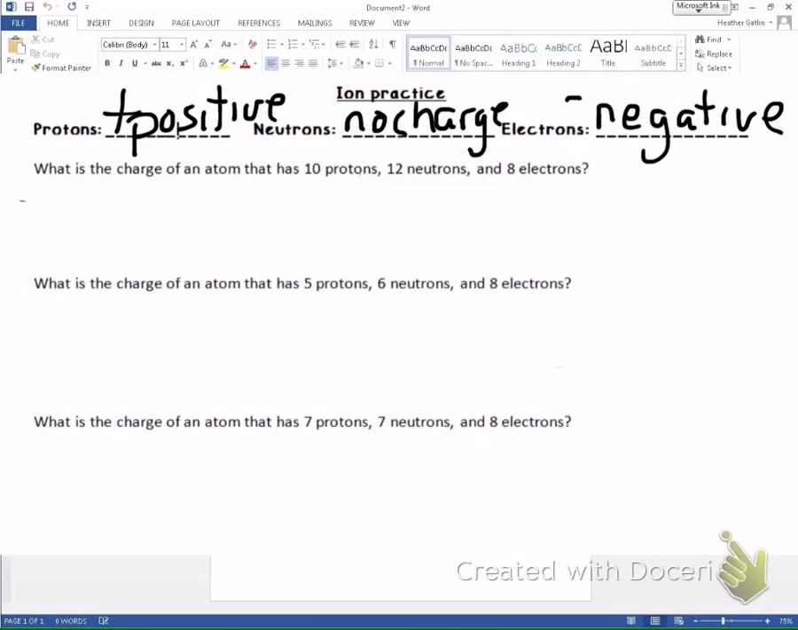So if we look at our first problem, it says, what is the charge of an atom that has 10 protons, 12 neutrons, and 8 electrons? So we are going to ignore neutrons because neutrons do not contribute to the charge of an atom. And what we're going to do is look at how many protons we have, and draw those with plus signs. So if I have 10 protons, I'm going to draw 10 plus signs.